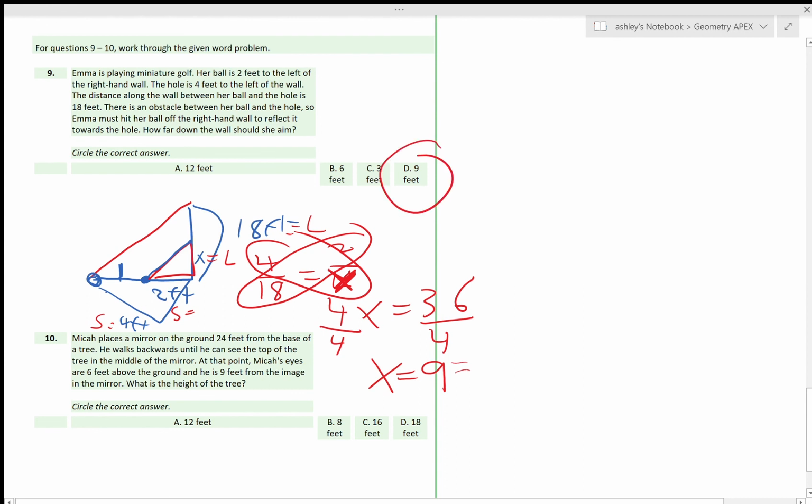So these problems, they're word problems. Try number 10. They are a bit more challenging. You'll probably have some in your Apex quiz, but just try to talk yourself through it. This isn't a problem to rush. Draw your picture and see how you do.